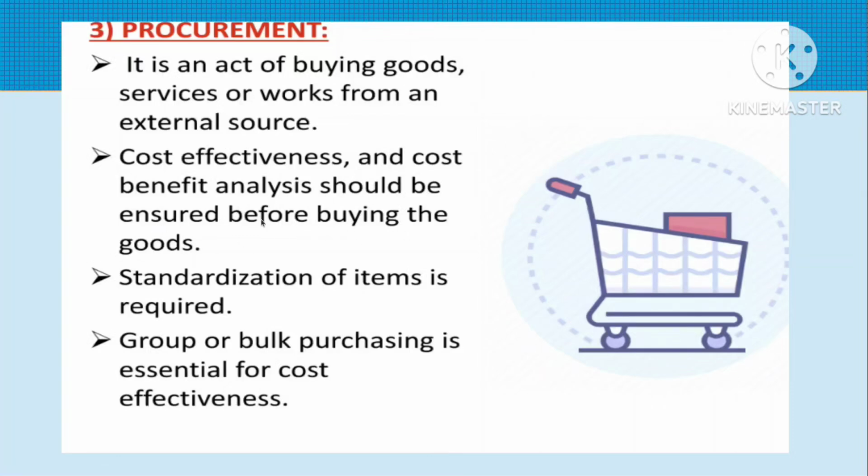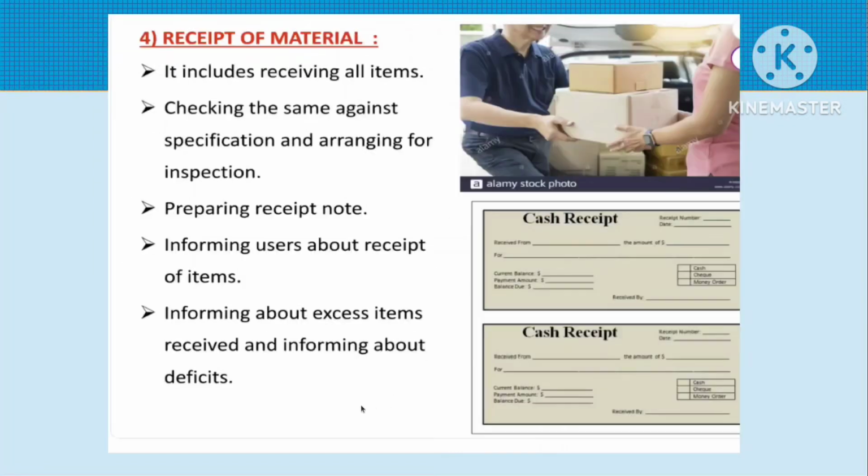The quality of goods you are getting, for that the amount which you are spending is worth it or not. Okay, that is cost benefit analysis. That analysis you have to do before buying the goods. Standardization of items is required. You have to purchase a good brand, which is performing well for a long period, that standard equipment only. Group or bulk purchasing is essential for cost effectiveness. So with group or bulk purchase, you will get it for a less price. Okay, good price. So that is very important.